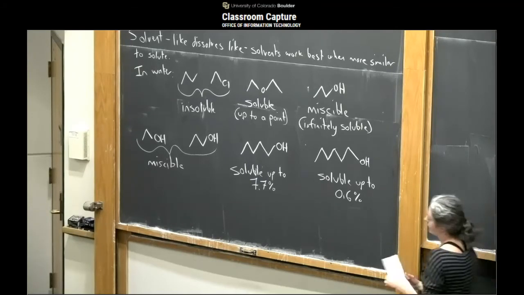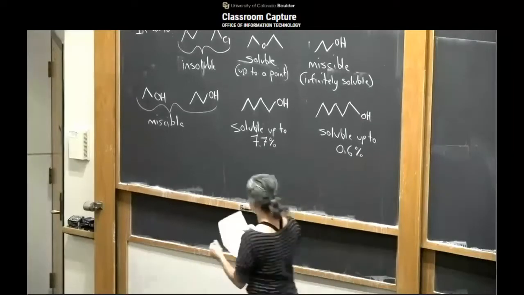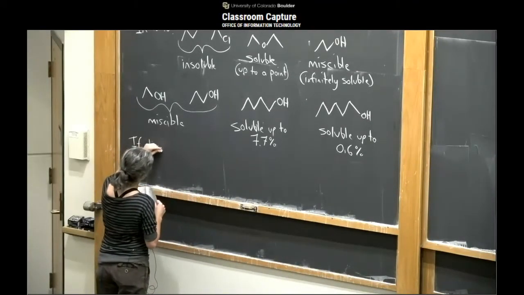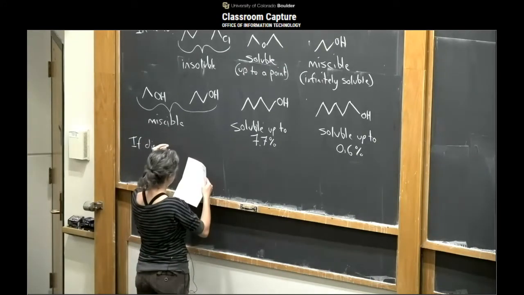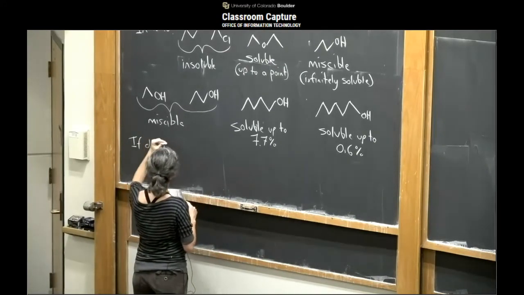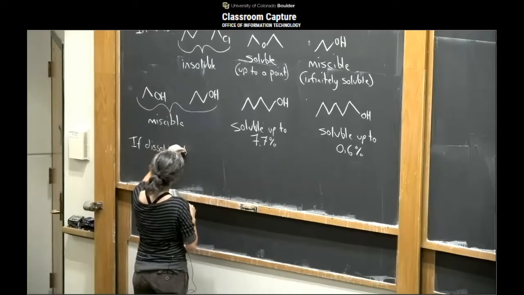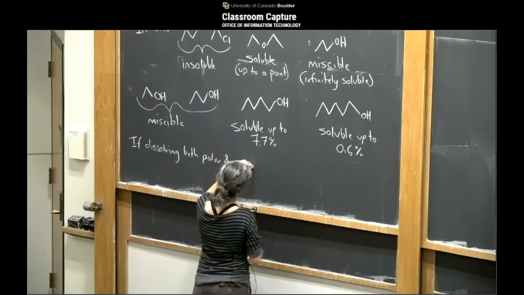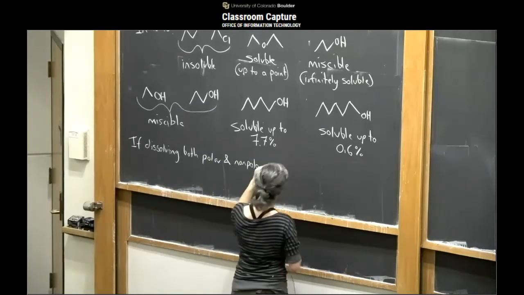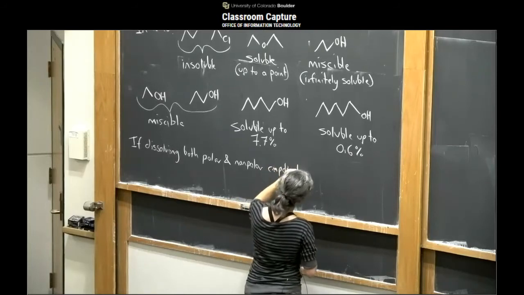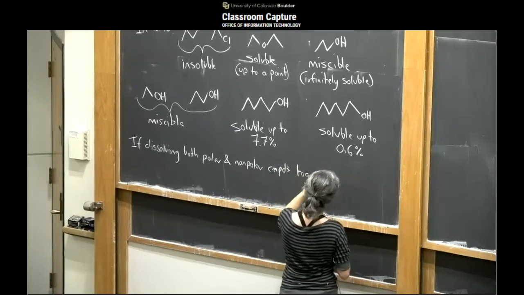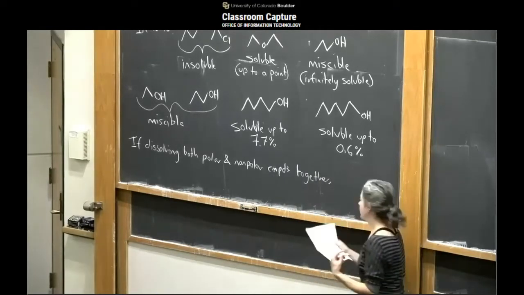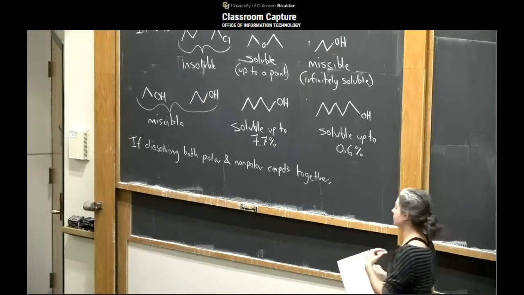In terms of practical applications, if you're trying to dissolve both polar and nonpolar compounds together, say like water and an alkene, then a mid-range polarity solvent is a good choice.